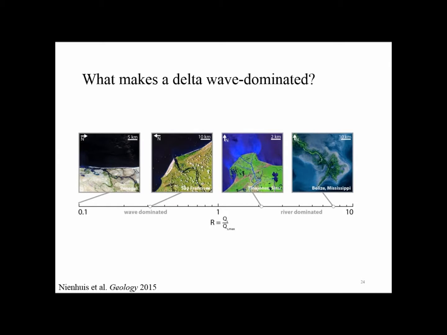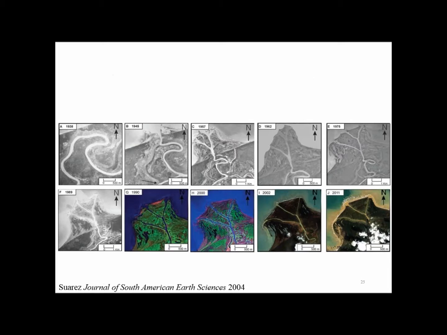One important case here is that you see that the Nienhuis delta in Colombia has an R of about 2. So we would predict a river-dominated shape, but if you look at this delta very closely, you see that it has a very smooth coastline shape. So something interesting happened there, and this is the history of this delta.